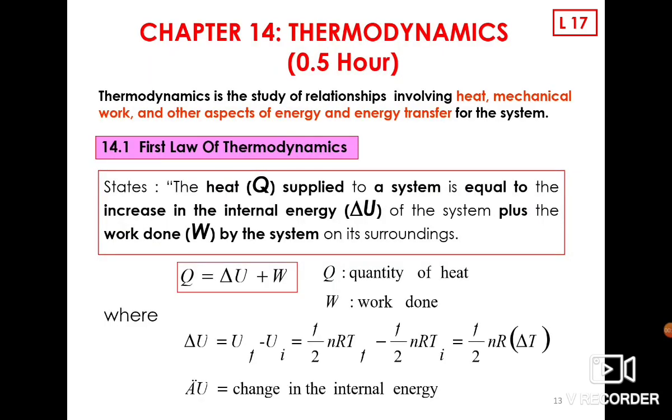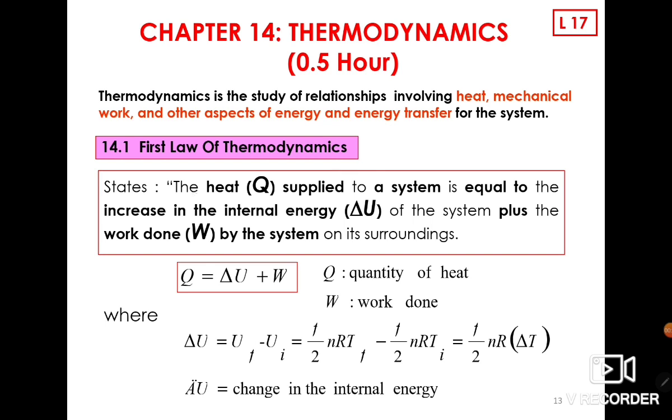Okay, let's continue with chapter 14, Thermodynamics. For subtopic 14.1, what is thermodynamics? Thermodynamics is the study of the relationship involving heat, mechanical work and other aspects of energy and energy transfer of the system. So, what is the first law of thermodynamics, or the short form, FLOT?